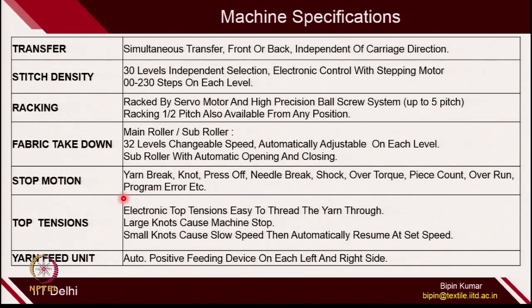Stop motion, there are a lot of stop motions. For example, if the yarn breaks, the machine will automatically stop. If there is a knot in a yarn, it can take care of that. Press off, needle break. If the needle breaks, automatically the machine will stop. So, there are a lot of stop motions and auxiliary motions provided on advanced knitting machines.